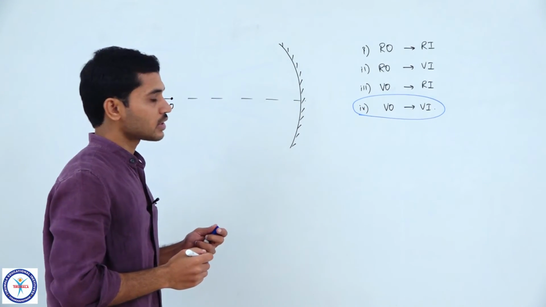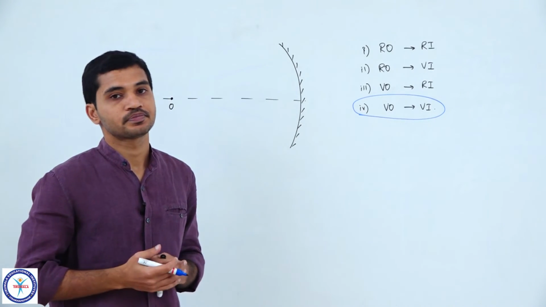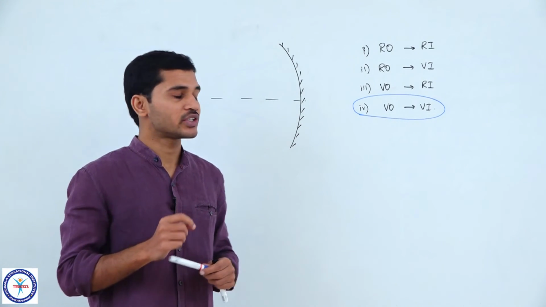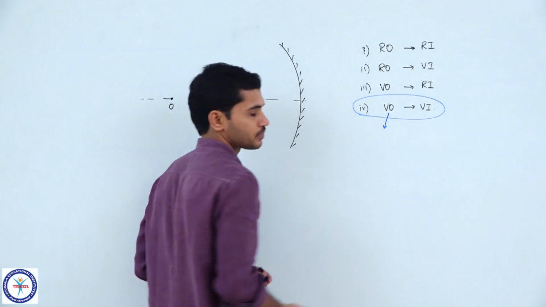A concave mirror cannot form a virtual image for a virtual object, right. Now, understanding this is very, very important. So, please observe carefully. Let us first understand what a virtual object means.